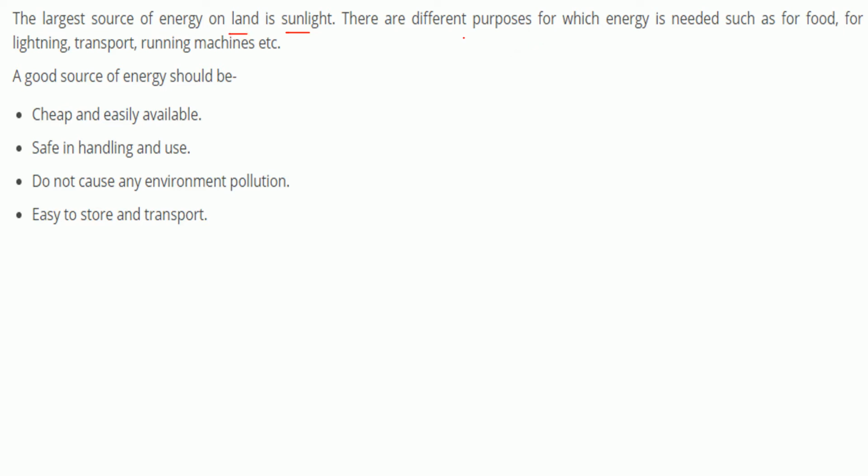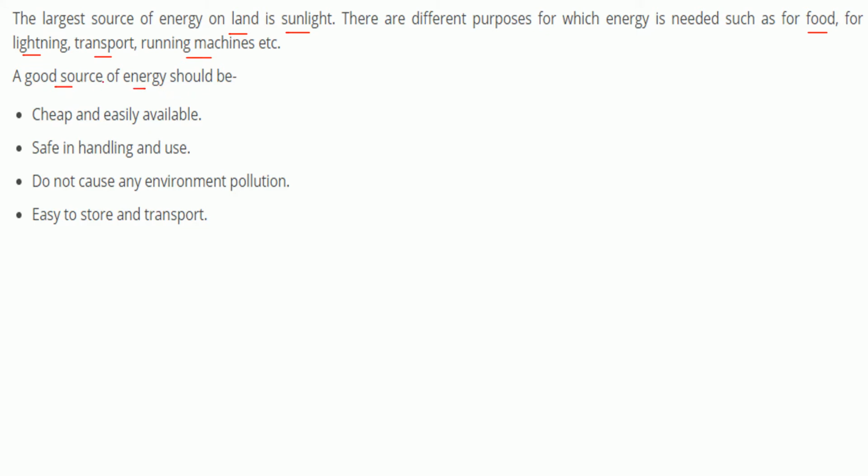And for different purposes of life, we need energy. For example, for food, for lighting, for transport, for running machines. For all these, we need energy. So a good source of energy is always required. So what is a good source of energy?